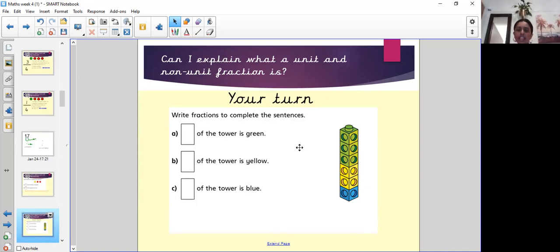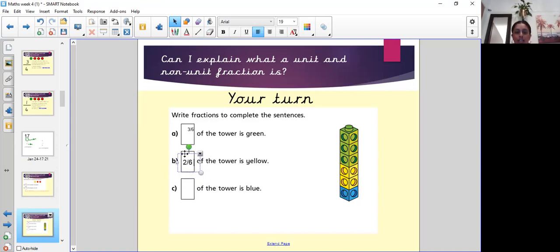And how many are green out of the 6? So we've got 3 out of 6. So the fraction here would be 3 out of 6. 3 out of 6 is green. Now let's look at the yellow. We've got 6 cubes and 2 are yellow. So it would be 2 out of 6. So 2/6 of the tower is yellow.